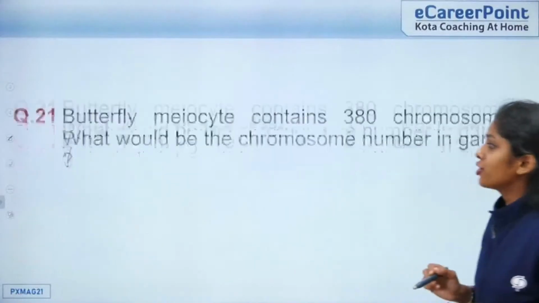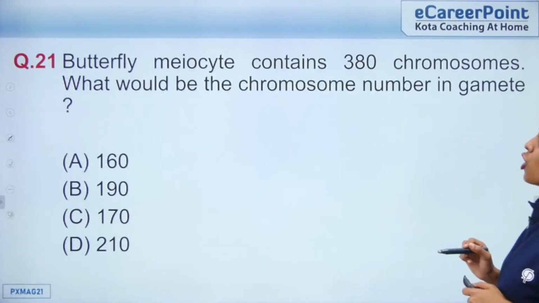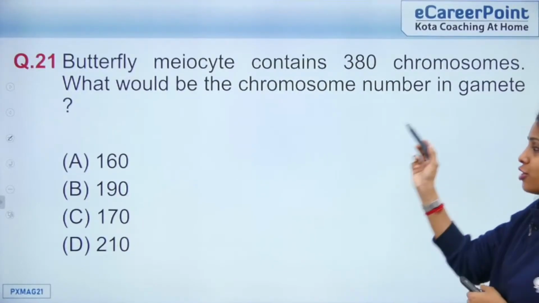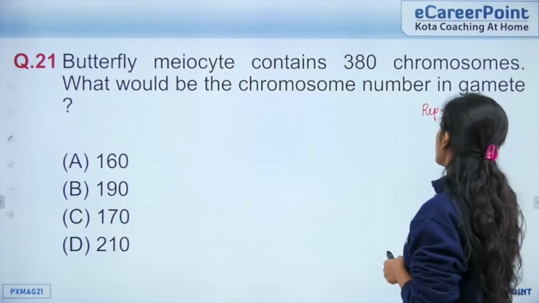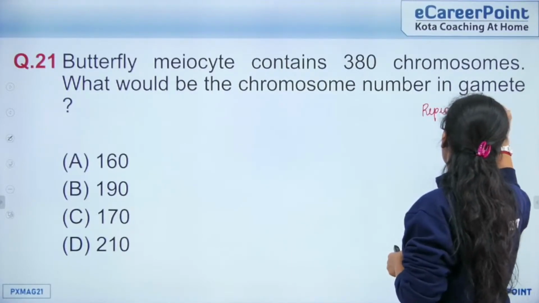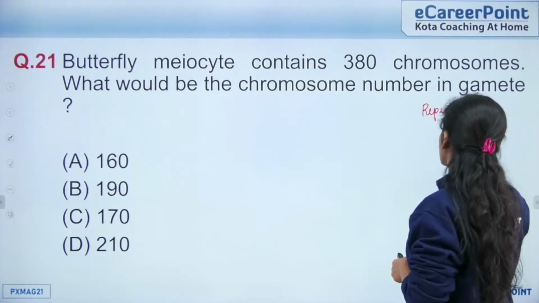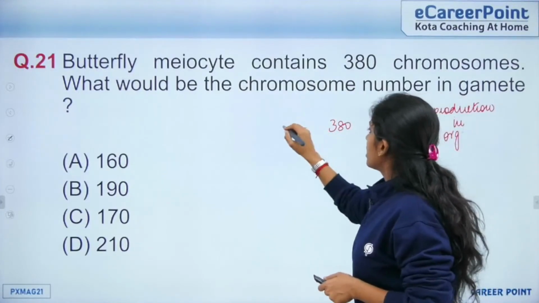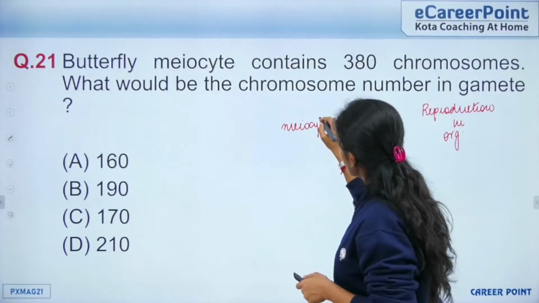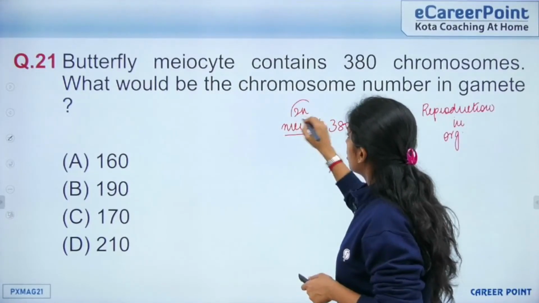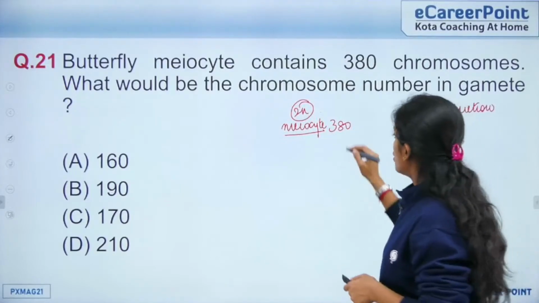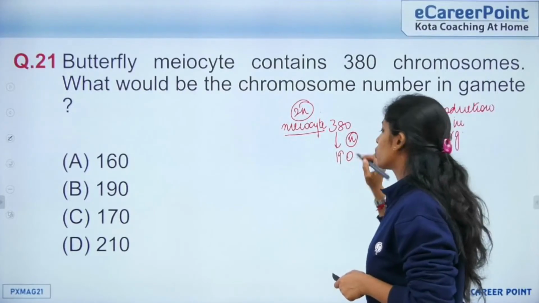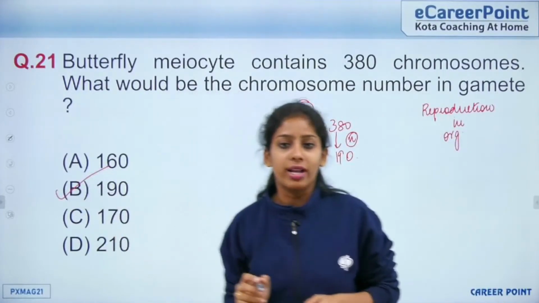Okay. So next question, question 21. A butterfly meiocyte contains 380 chromosomes. What would be the chromosome number in the gamete? So this question comes from Reproduction in Organisms, the first chapter in class 12. Okay, so 380 chromosomes in the meiocyte. So meiocyte is the gamete mother cell. So it has 2n, right? When it is producing gametes, it will be half of it. The half of it here is 190. So the right answer will be 190.